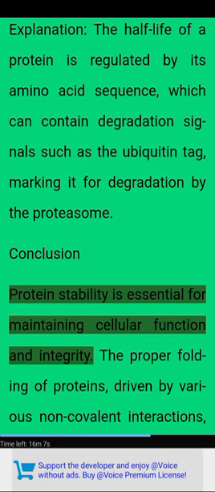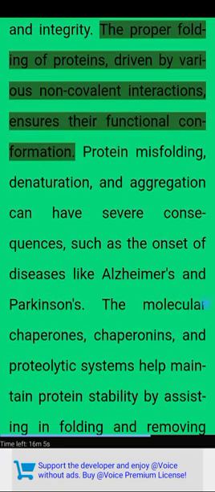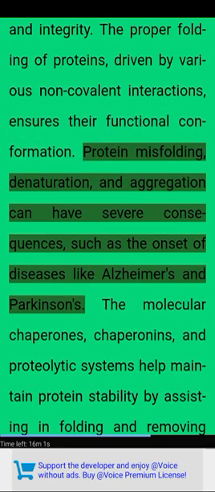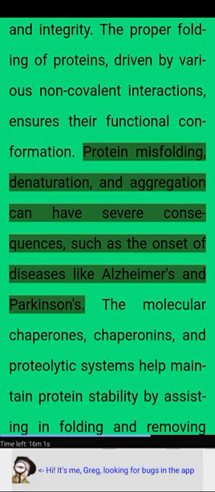Conclusion. Protein stability is essential for maintaining cellular function and integrity. The proper folding of proteins, driven by various non-covalent interactions, ensures their functional conformation. Protein misfolding, denaturation, and aggregation can have severe consequences, such as the onset of diseases like Alzheimer's and Parkinson's.